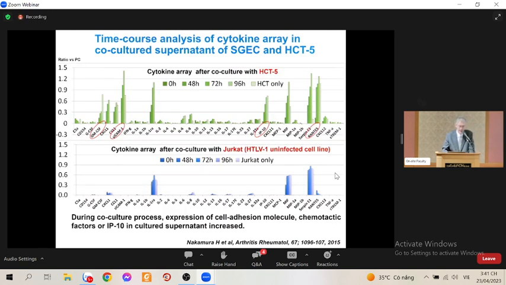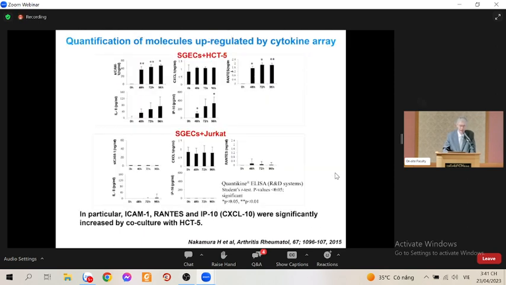In addition, time course analysis of cytokine array in co-cultured supernatant of SGECs and HCT5 shows a time-dependent increase of cell adhesion molecules, including soluble ICAM1, chemotactic factors, including RANTES, and pro-inflammatory cytokines, including IP10, compared to the control experiment with Jurkat. This is a quantification of molecules upregulated by cytokine array. So ICAM1, RANTES, and IP10 were time-dependently upregulated.